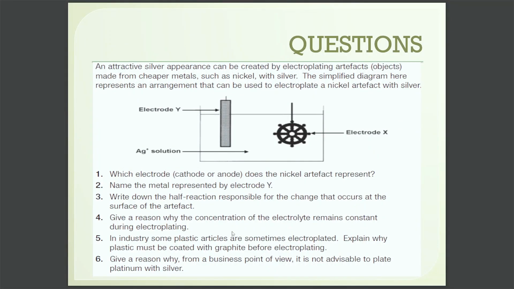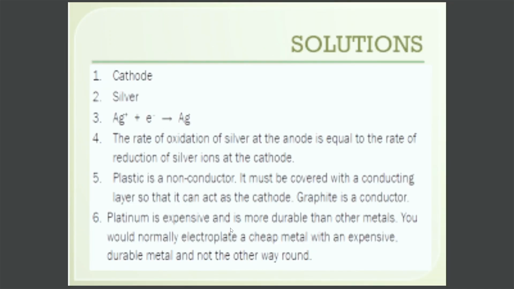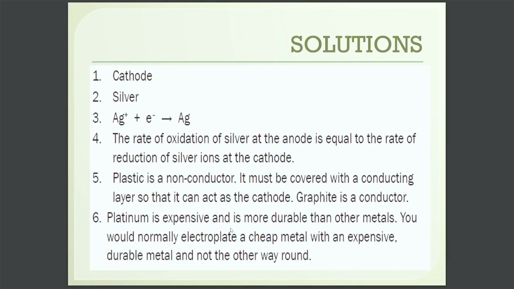So let's check the last question. It says, give a reason why, from a business point of view, it is not advisable to plate aluminium with silver. So from a business point of view, why is it not advisable to coat platinum with silver?